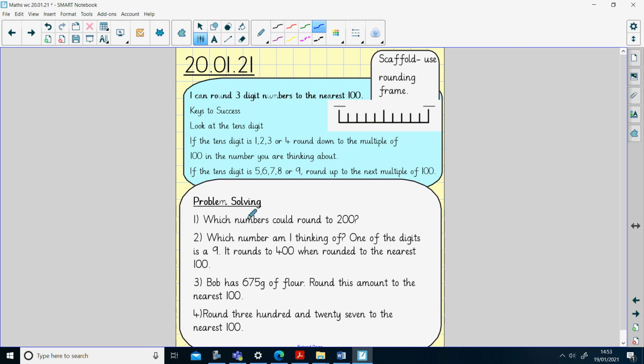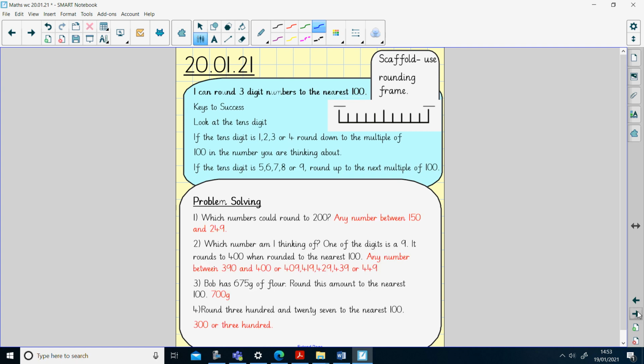Okay, so which numbers could round to 200? That's really similar to that question we've just talked about. Pause the video, have a go at each of those questions and then come back to me for the answers. Okay, so which numbers could round to 200? So any number between 150 and 249 would be correct.